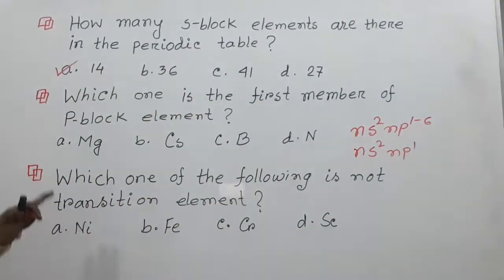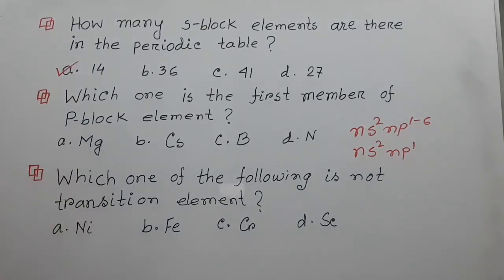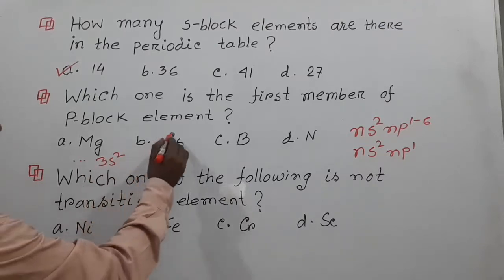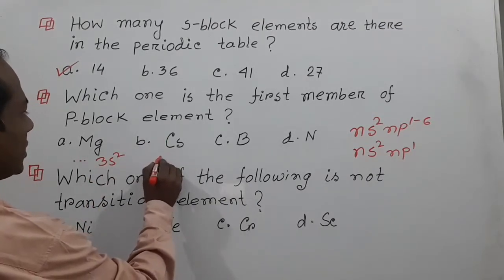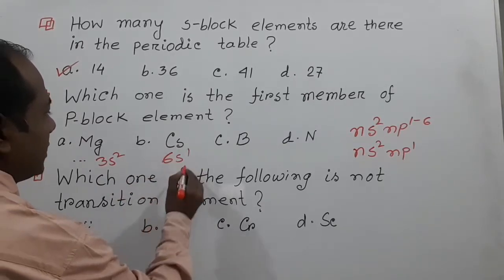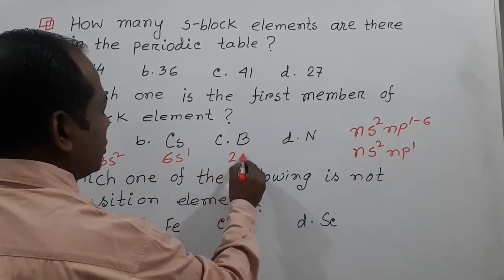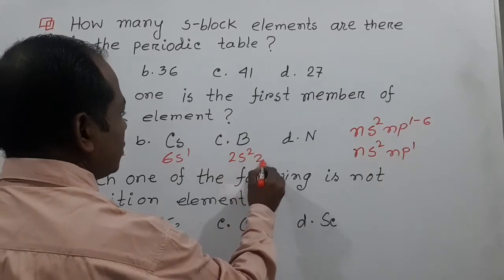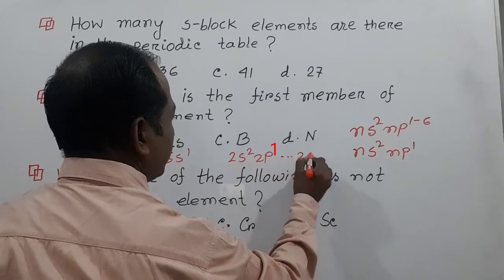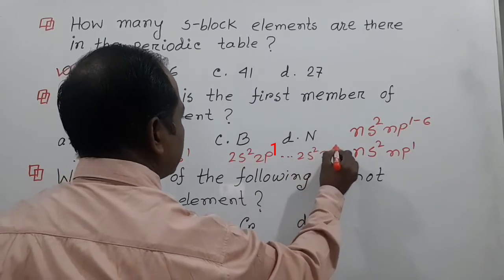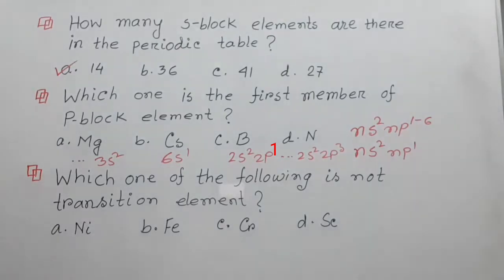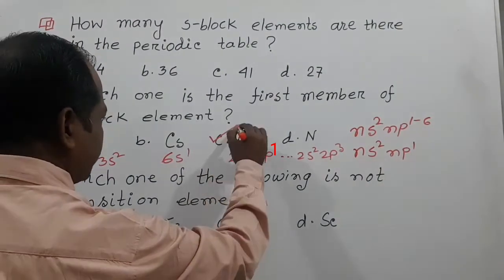So my dear students, if we see the outermost shell electronic configuration of magnesium, that is 3s2. For cesium, that is 6s1. For boron, that is 2s2 2p1, and for nitrogen, that is 2s2 2p3. So my dear students, according to our discussion, we can say that the correct answer is option B.